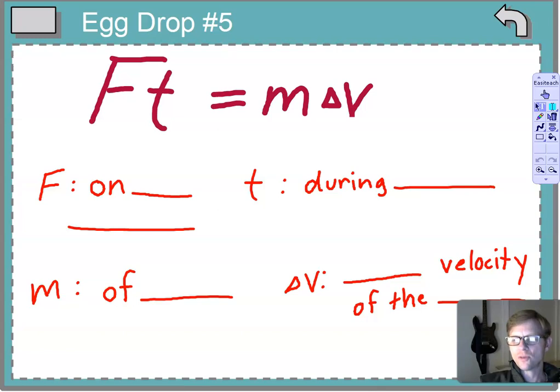Something happens with this time that we can conclude what it is we need to do to drop from greater and greater heights and cope with that extra momentum.